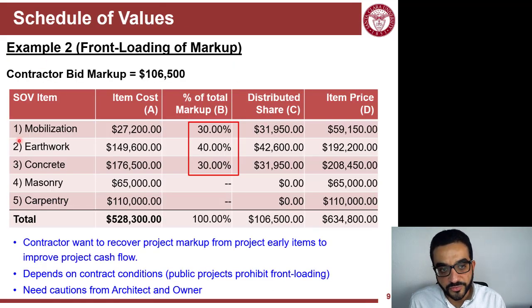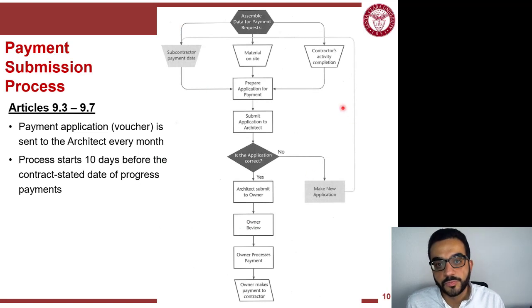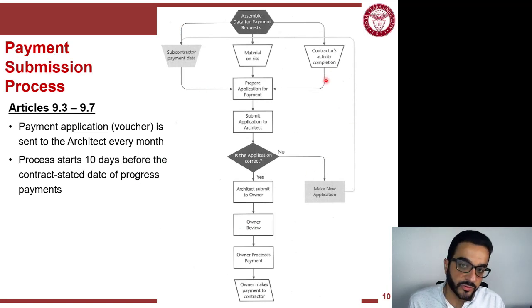Now, once you have this schedule of values approved and you submit it to the architect for approval and they approve it, now it becomes the basis for submitting your bills or invoices, or what we call in construction applications for payment or payment apps. So you start here first by, and this flow chart here is kind of matching with what Articles 9.3 to 9.7 in the AIA general conditions state.